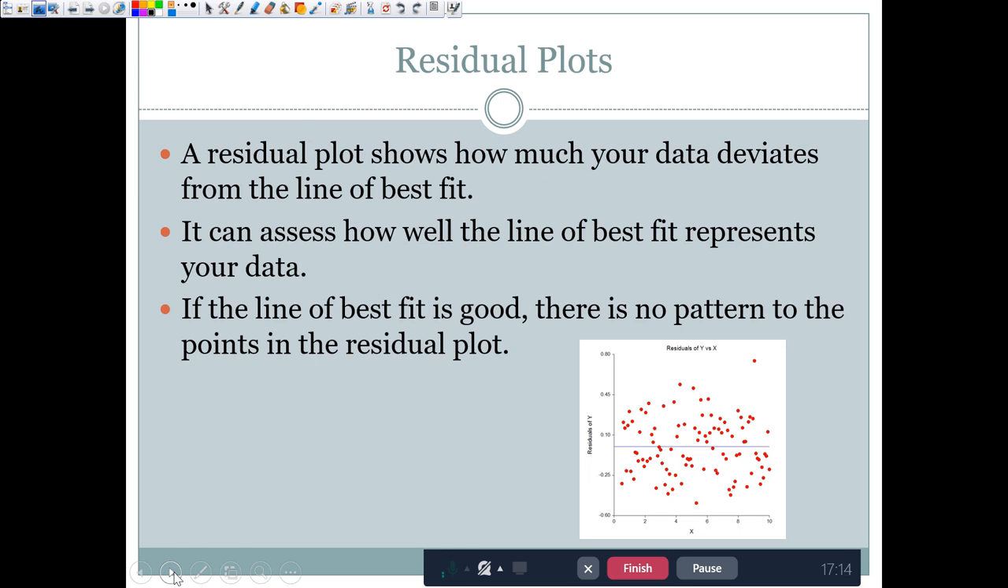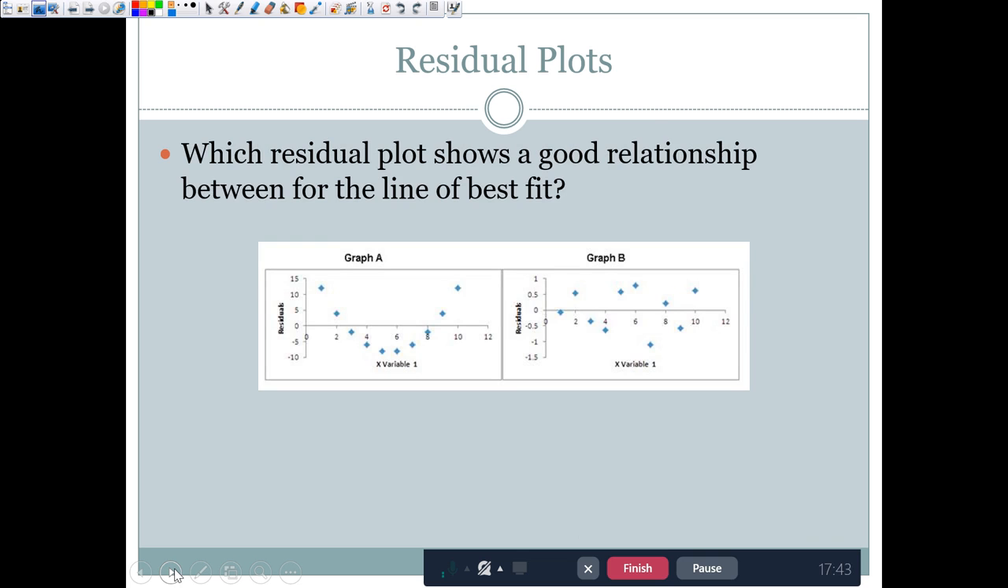Then residual points. A residual point shows how much your data deviates from the line of best fit. It can assess how well the line of best fit represents your data. If the line of best fit is good, there is no pattern to the points in the residual plot. So basically what we're doing is you're looking at a set of data and the line of best fit, and does it fit the information well? Are there about the same numbers above and below? Does it fit the shape?